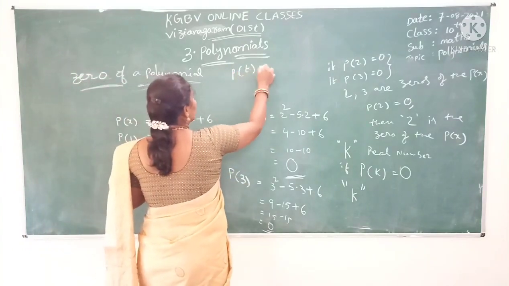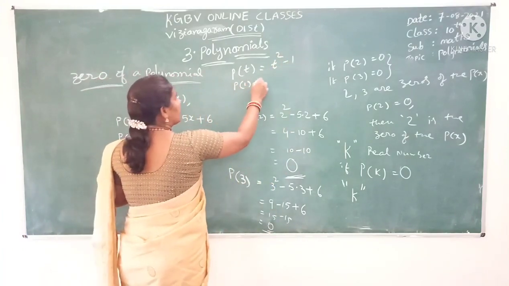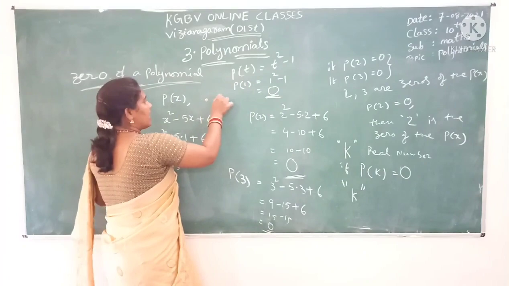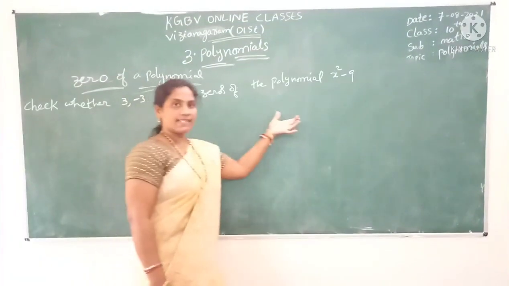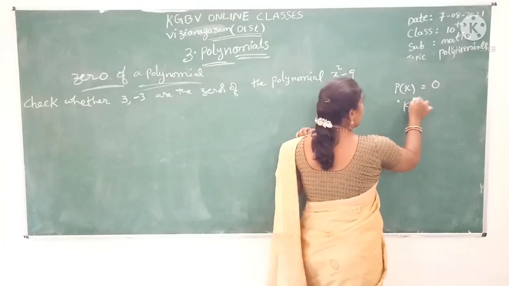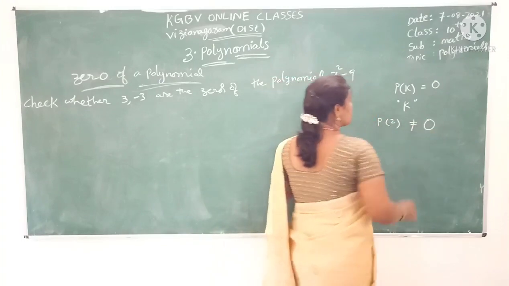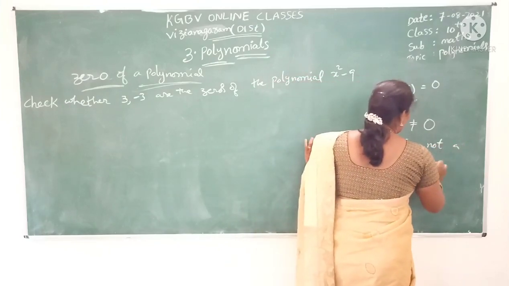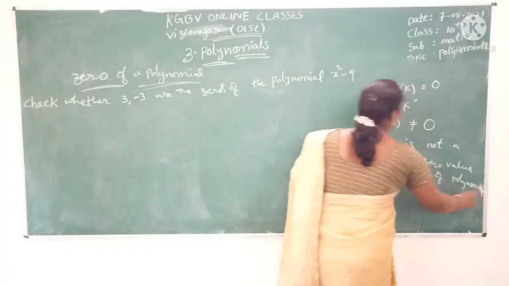Suppose P of t is equal to t square minus 1. Calculate P of 1. 1 square minus 1, that is 0. So 1 is the 0 of the polynomial P of t. K is a real number and P of k is equal to 0, then k is the 0 of the polynomial. Suppose we calculate P of 2 and it is not equal to 0, then 2 is not a 0 value of the polynomial.